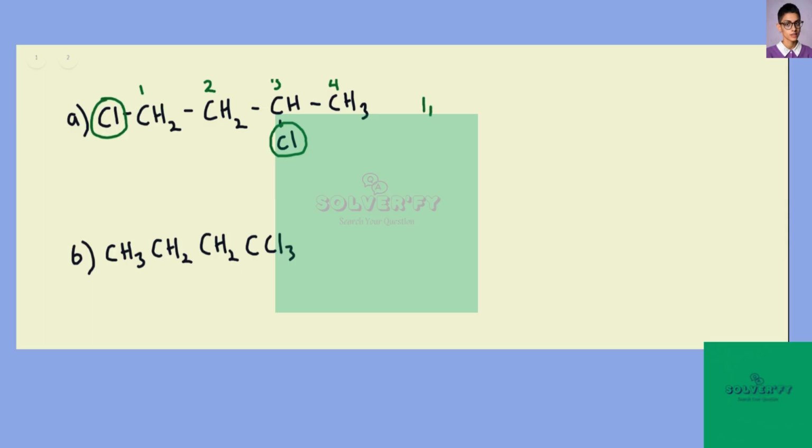So the name for this will be 1,3-di, because there's 2 chlorine atoms. Dichloro, and our root is butane. So my name for this structure will be 1,3-dichlorobutane. For B, we'll follow a similar process.